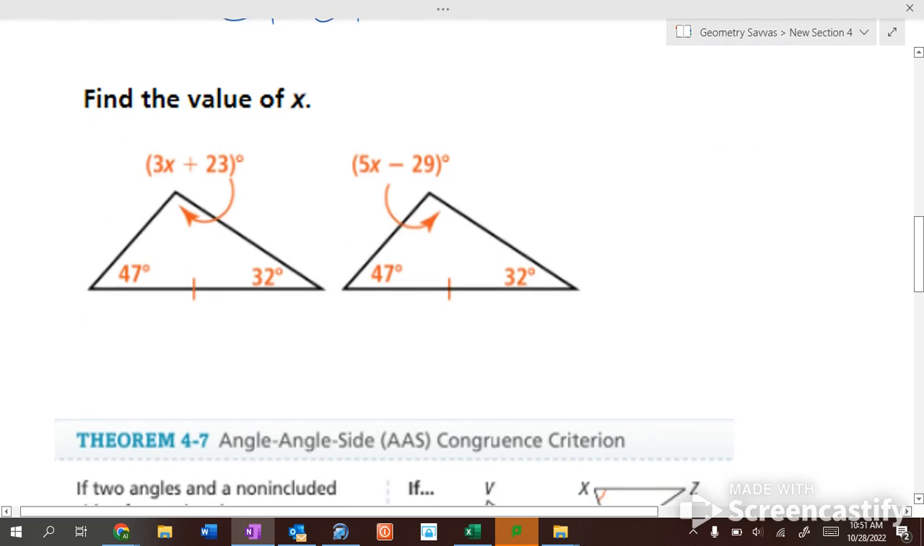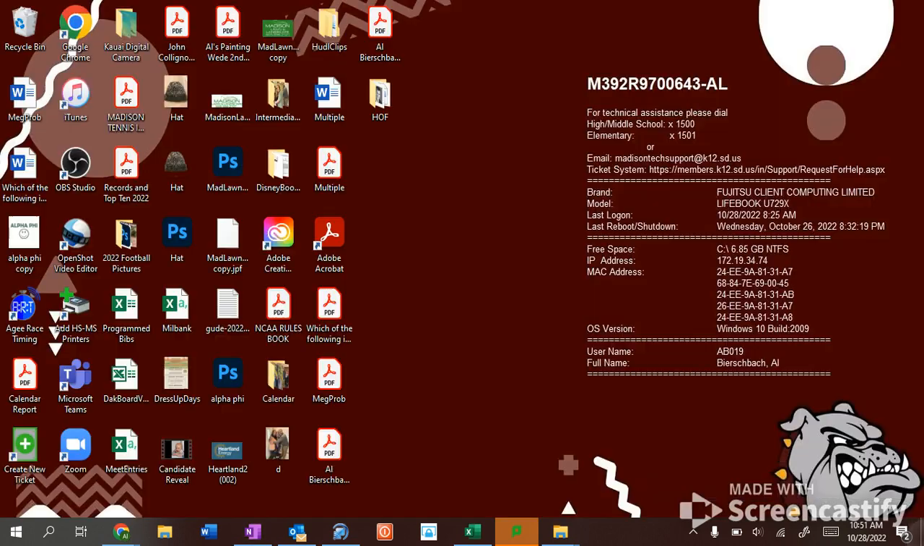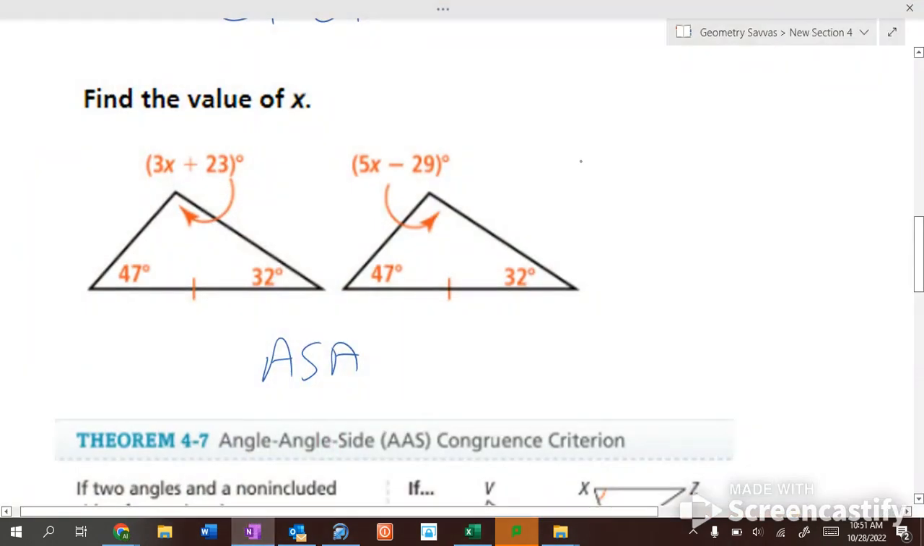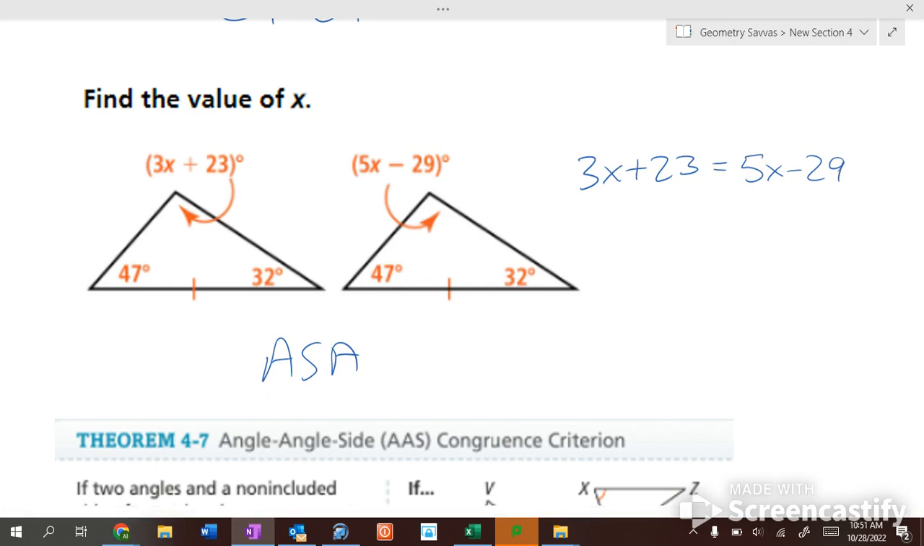Are these two triangles congruent? Yeah, why? Angle, side, angle. So since these two triangles are congruent by angle, side, angle, then 3x plus 23 equals 5x minus 29. Now, 3x plus 23 equals 5x minus 29. What do I do to each side? What do I move first, Caden? Subtract 3x. Good job. So 23 equals 2x minus 29.